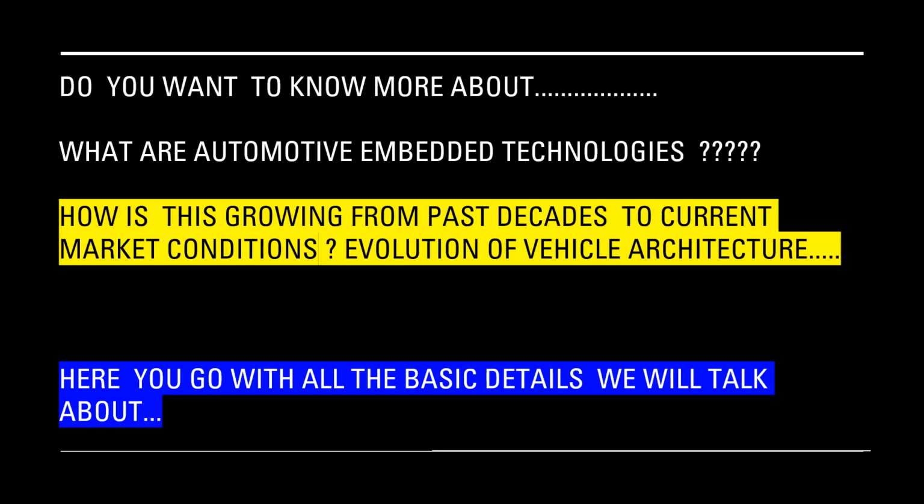And there have been several evolutions in vehicle architecture over the past decades. I would like to discuss this in further slides to understand what kind of architectures have grown over the past years and what the basic components used in automotive embedded systems are. So first we discuss the basics of automotive embedded systems and how this has grown from one step to another.